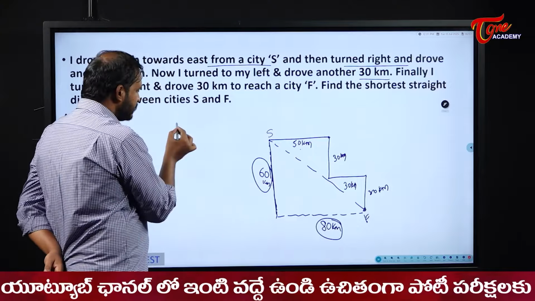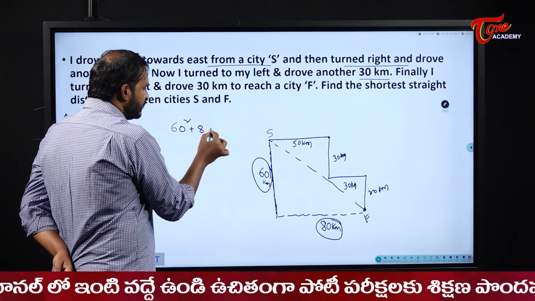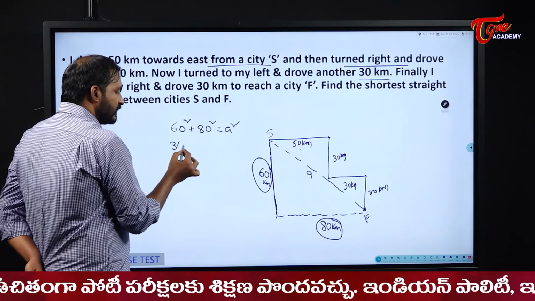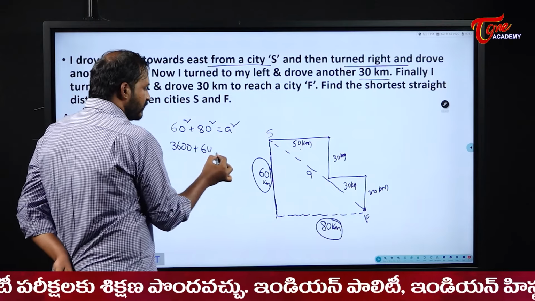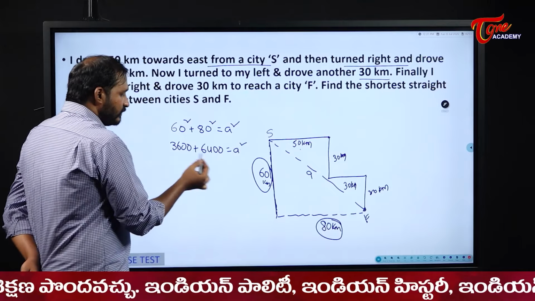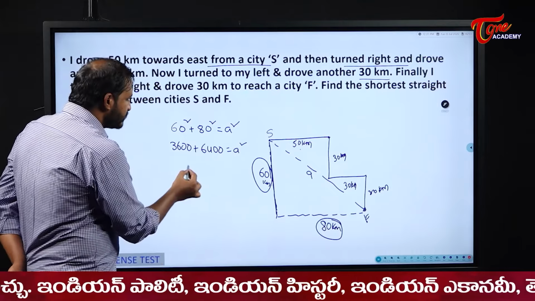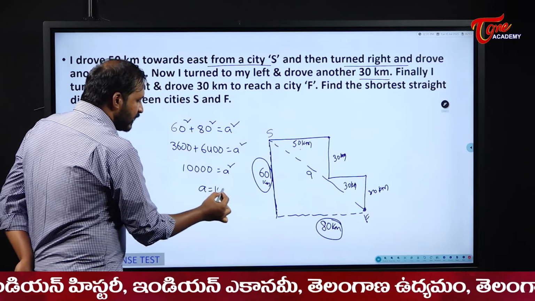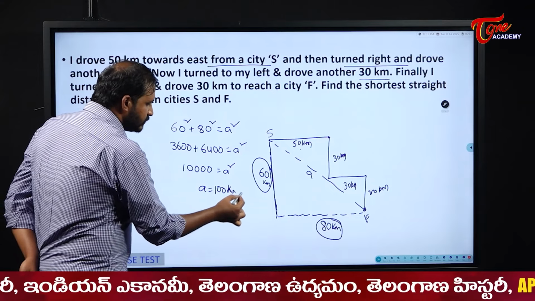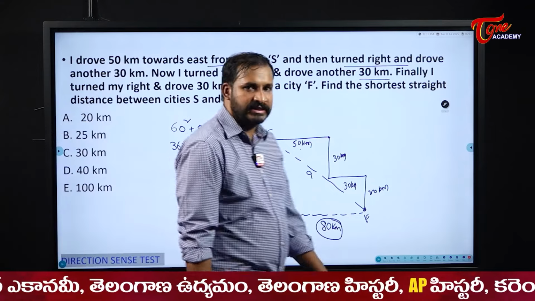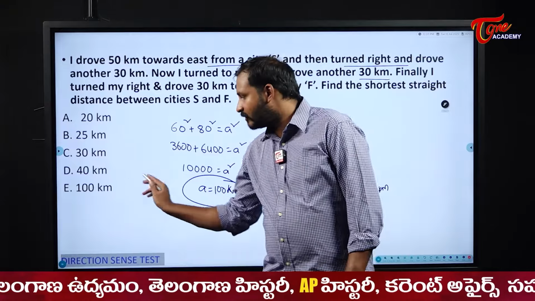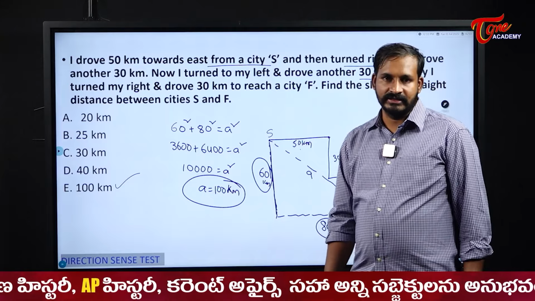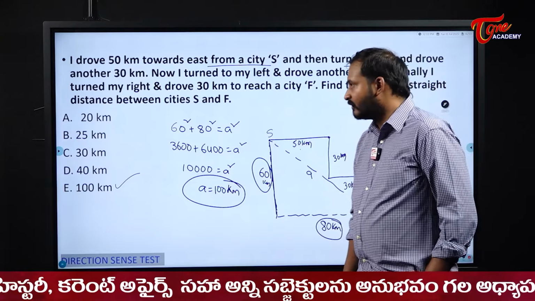So the same thing, 60 square plus 80 square is equal to, assume this as some a square. 60 square is 3600. 80 square is 6400. That is equal to a square. 3600 plus 6400 becomes 10,000. That is equal to a square. What about a here, students? 100 kilometers. So the shortest distance between the cities S and F is 100 kilometers. Understood? This is how we are going to find the answers.